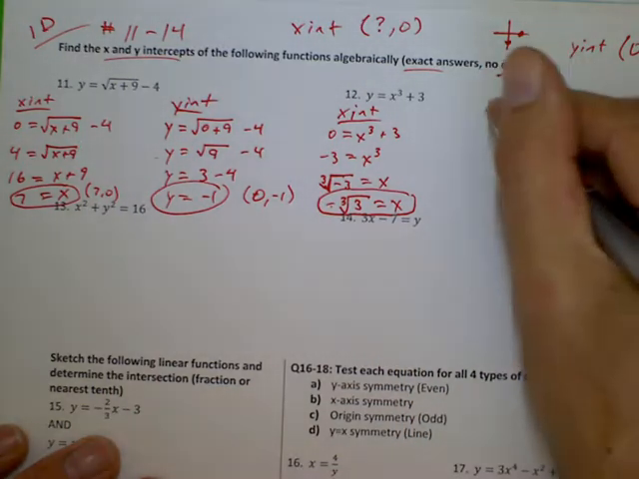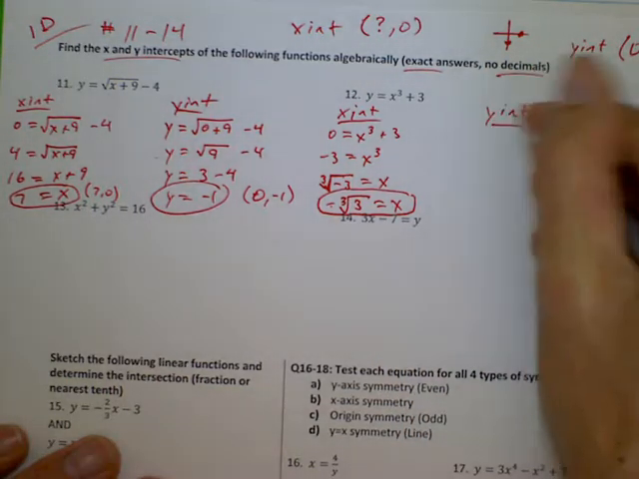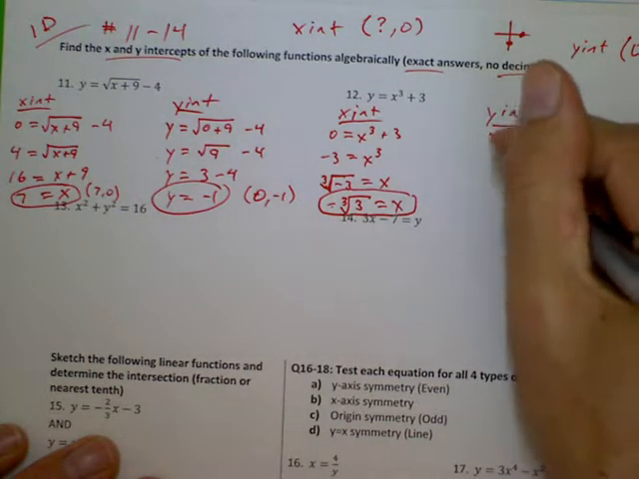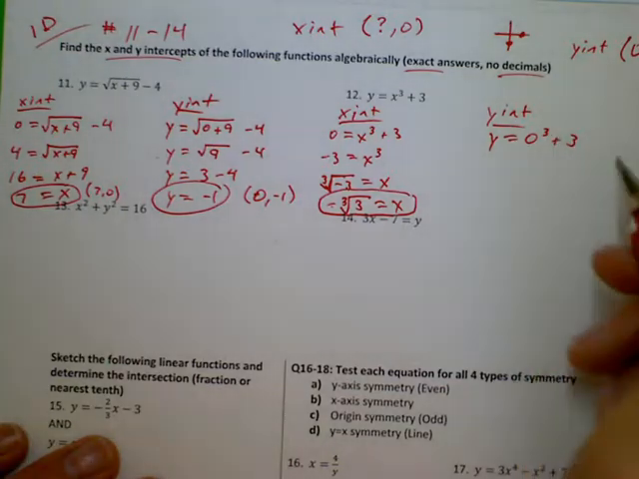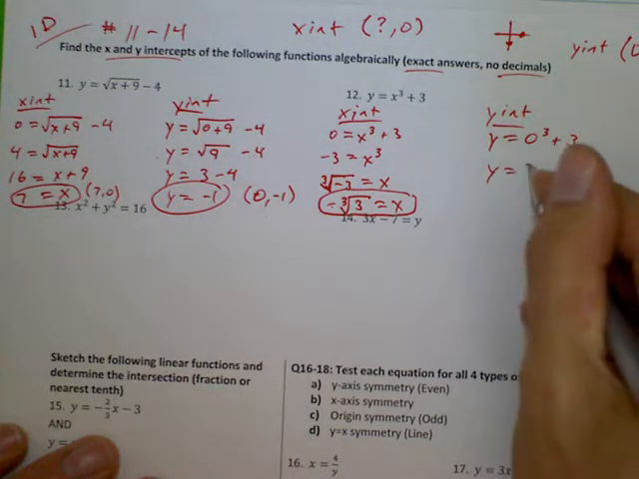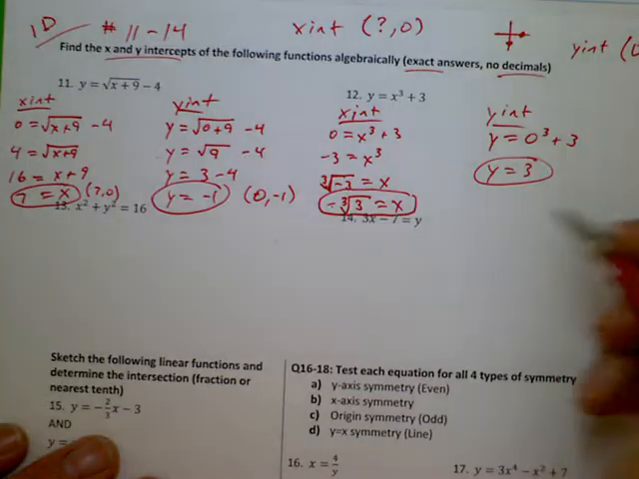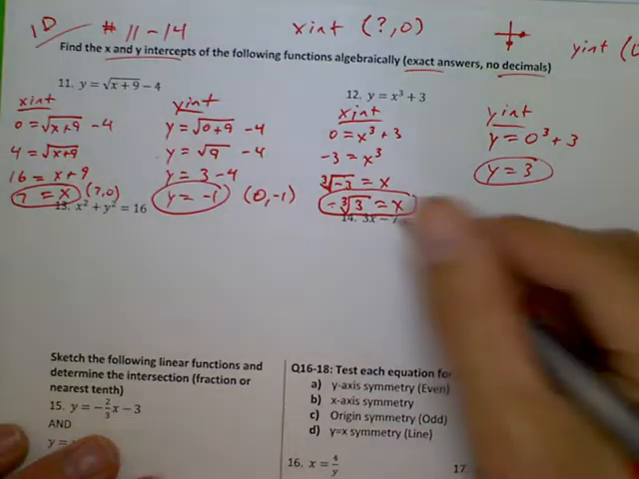That would be fine. Now for the y-intercept, I'm going to plug in 0 for x, so y equals 0 cubed plus 3. I'm pretty sure 0 cubed is still 0, so y equals 3. Okay, so that's my y-intercept.